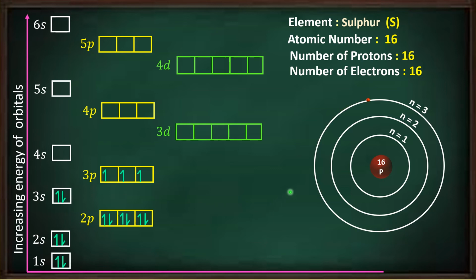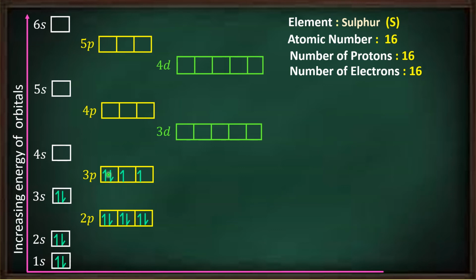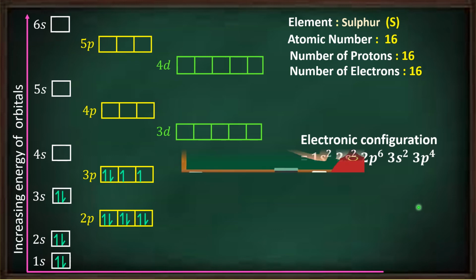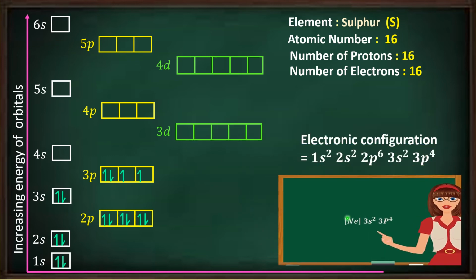So the last electron enters into the 3p orbital. Okay, so it has paired up with the first electron. So totally 16 electrons have been filled. So the electronic configuration is 1s2, 2s2, 2p6, 3s2, 3p4. Okay, or we can write it as neon 3s2, 3p4.